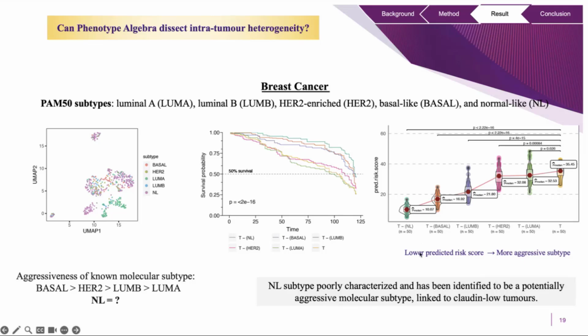So our result was showing that normal-like is the most aggressive type, and we were a bit confused, because it should come out at the top only if it were normal cells. But then when we did a bit of literature digging, we found that, based on the current literature, this normal-like subtype has traces of claudin-low breast cancer, which is one of the most aggressive types of breast cancer being diagnosed right now.